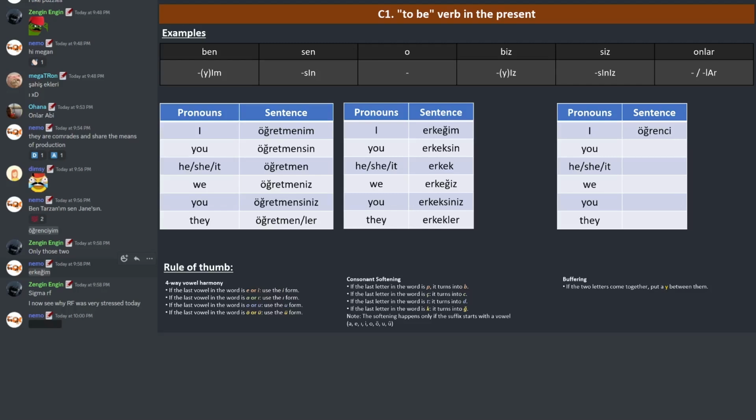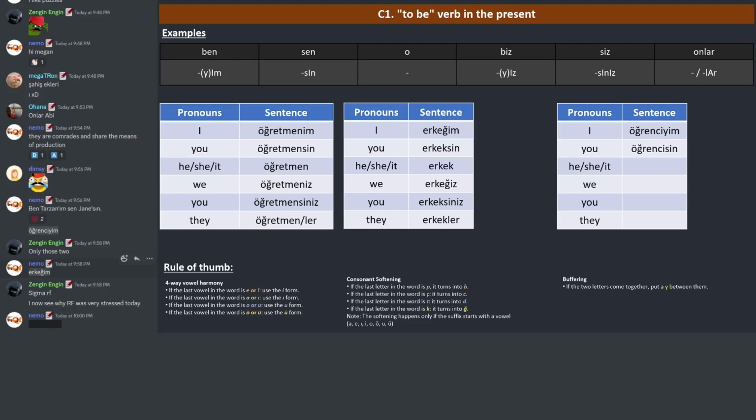So if I type it without the Y, without the buffer, it will be two E's next to each other. It doesn't look nice, it doesn't sound nice. I have to separate them. Öğrenciyim, öğrencisin. This time I didn't use the buffer.